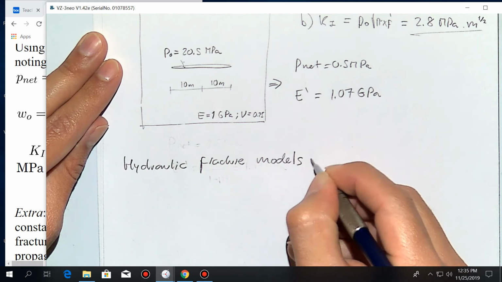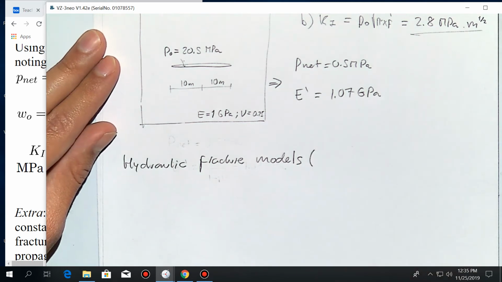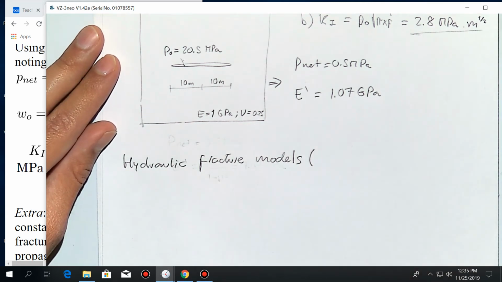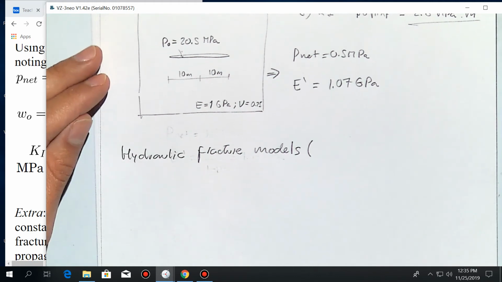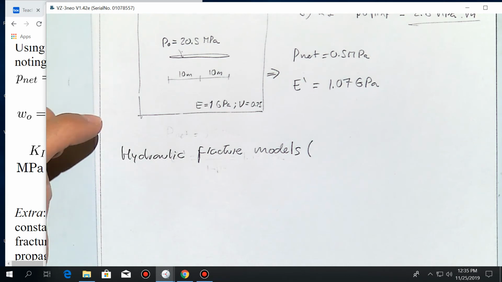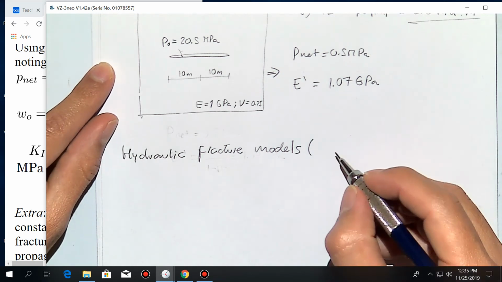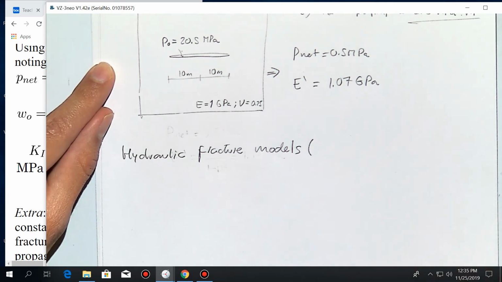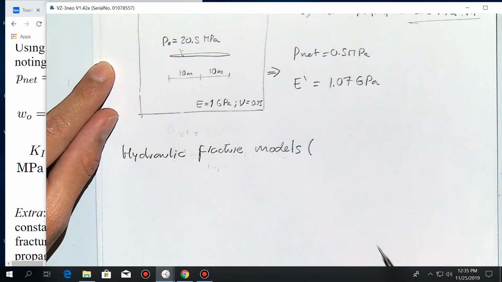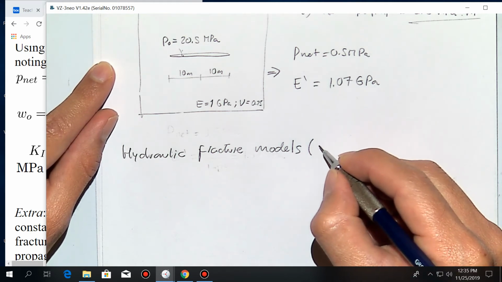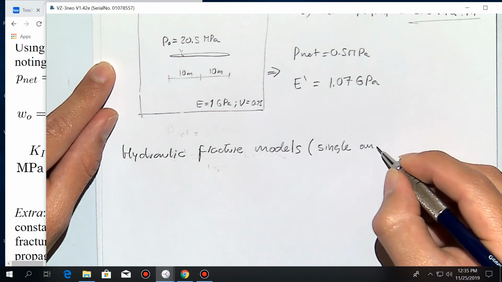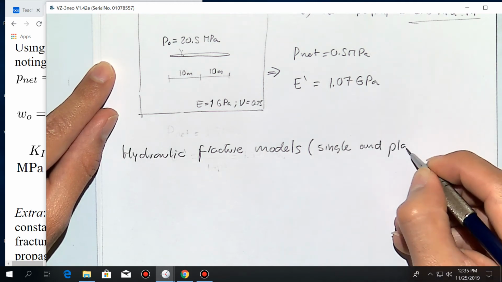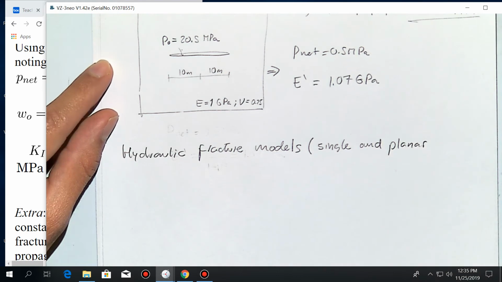Okay. These models that we're going to see now are very basic, but they contain almost everything we need in order to understand a modern hydraulic fracture simulator. So please pay attention to all that we're going to see. But again, as I said, they are very simple because they consider just one fracture, and also this fracture goes just into a plane.